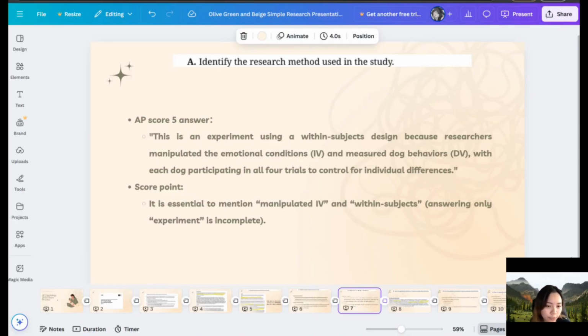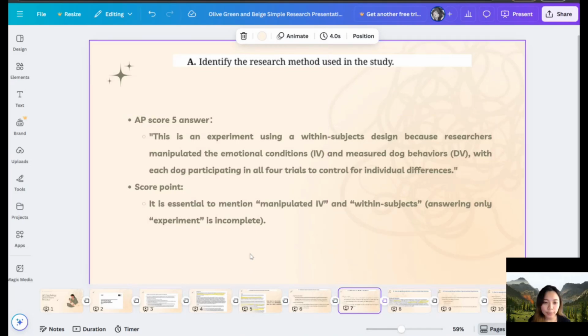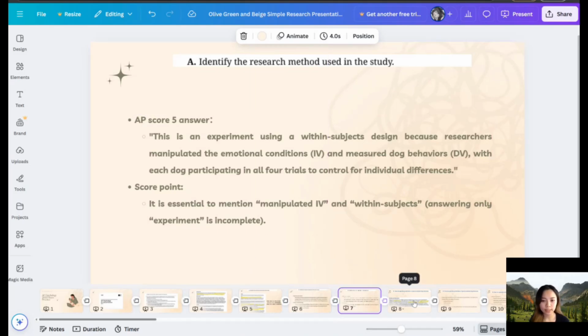So for the scoring point, it is really important to mention manipulating the independent variable and within subjects, which is the answer already in the text. Okay, answering only "experiment" is incomplete. If you only answer that this is an experiment method or experiment study, then you might get a 3 or a 2 for the FRQ.